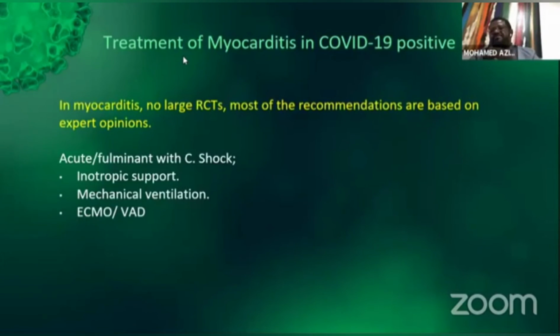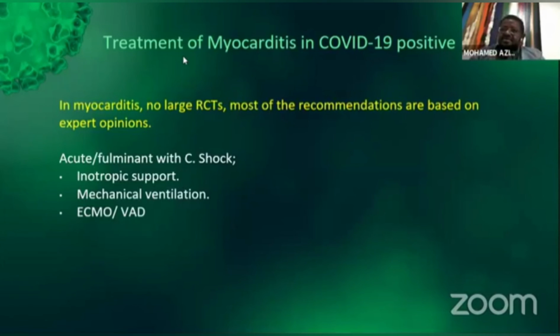So the treatment differs. If we have a stable patient, we admit the patient in the general ward or CCU, but if the patient is critically ill, we admit this patient in the CCU or cardiac ICU according to the setups. Even in myocarditis, we don't have large randomized control trials, and there are no clear guidelines. And most of the published guidelines are based on expert opinions.